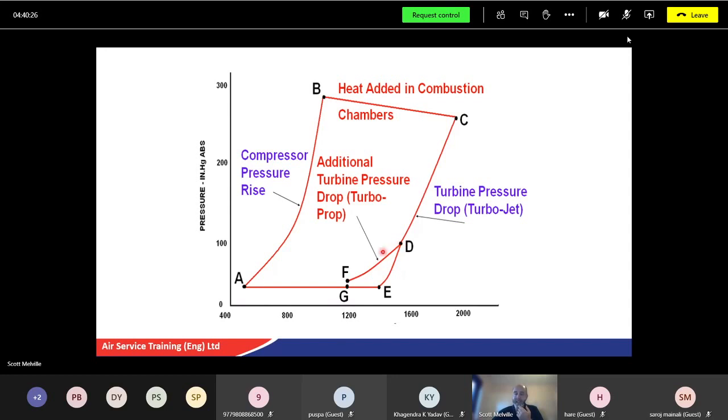Now, from D to F, that's where it does change a little bit as well. We can have an additional turbine pressure drop from a turbo propeller, because a turbo propeller can drop it as well. A to B, you get a pressure rise, but going back to the standard PV diagram, we get the pressure rise there. We add the heat, we burn the fuel, we drop a little bit of pressure, and we're looking at pressure volume. Obviously, volume would expand this way, but we're looking at the pressure drop because we do lose a bit of pressure once we get increasing volume. So that's just an example of what you might see for pressure within the system.